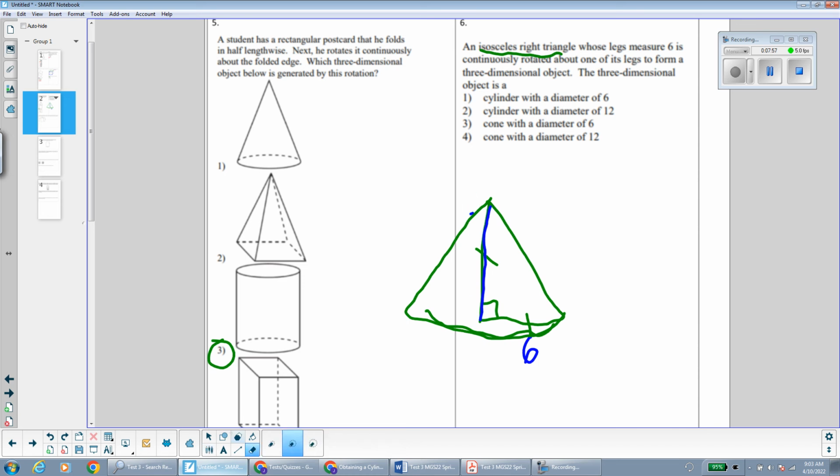Let me move that back here now that I'm done drawing. So that was the original length of the leg, that was 6. And we can also see the radius is 6 because this is the original length of the other leg of the triangle. So we see that the height is 6 and the radius is 6. The full diameter would be 6 plus 6, which would be 12. So the answer choice that we're looking for is number 4, a cone with a diameter of 12.